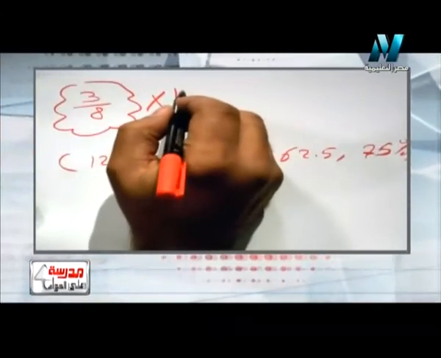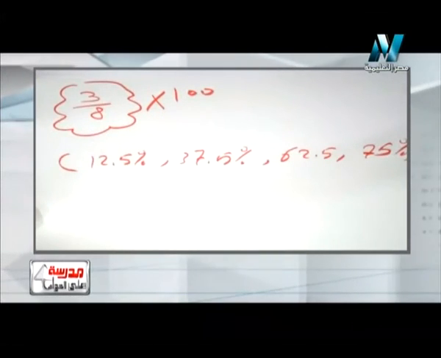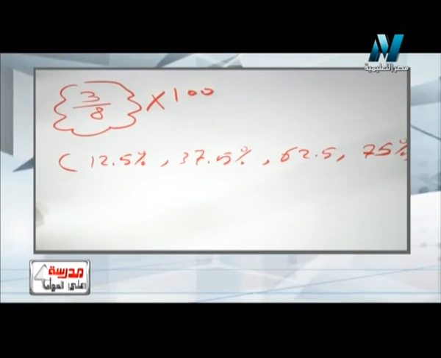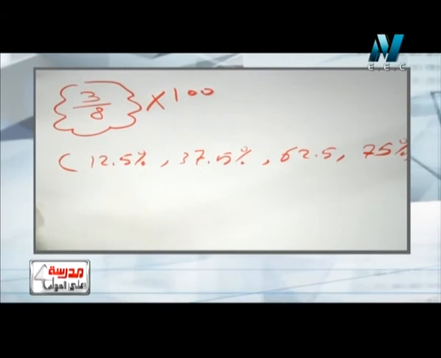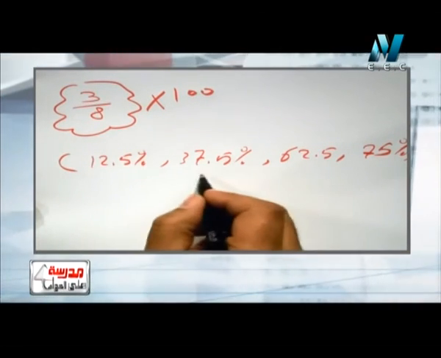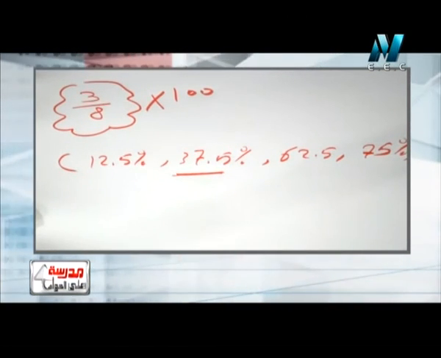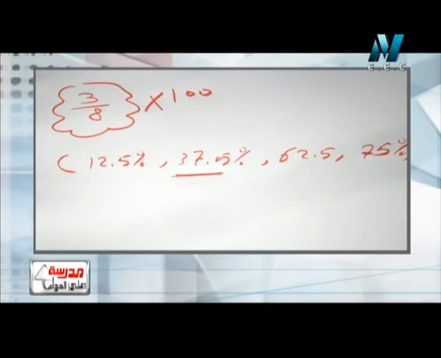If we said from the beginning how we can convert any form to be a percentage, just multiply by 100. Just multiply this fraction, 3 over 8, by 100 to get the result. The result will be, I think, 37.5. Just one step by using the calculator, we can carry out together.